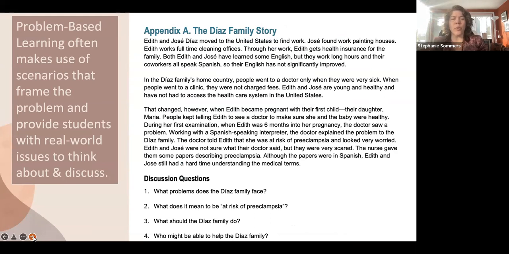Through reading about and thinking about the problem, they also lead into talking about solutions, brainstorming various solutions, and evaluating those solutions to determine what the best course of action would be for the family here, the Diaz family in this situation, or otherwise just how to resolve the problem that's described in the scenario.